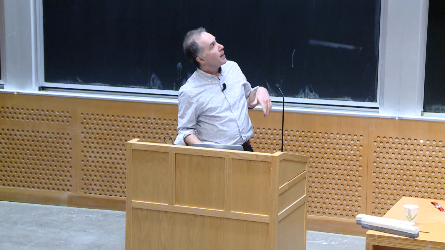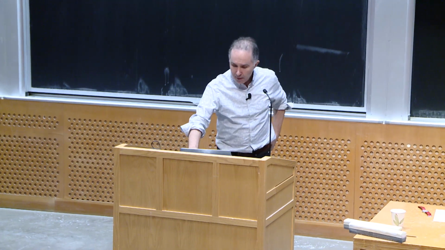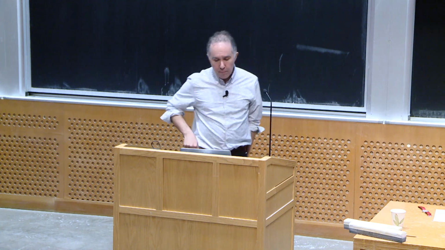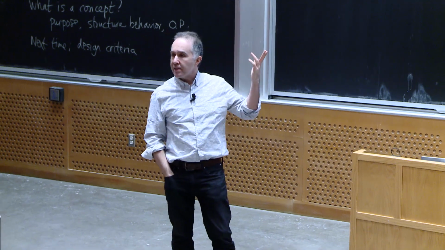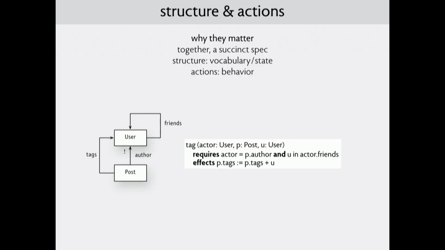Why do they matter? Because essentially, they describe the whole behavior. So, for example, if I wanted to describe Facebook tagging, I can describe it in this very simple way. I can say, I've got this structure, which says there are users with friends, and users have posts that they author, and posts can have tags, which are sets of other users. And then I can describe the tagging action by saying the tagging action has an actor, that's the user who actually does the tagging, P, the post that actually gets tagged, and then some user that's going to be associated with that post, okay?